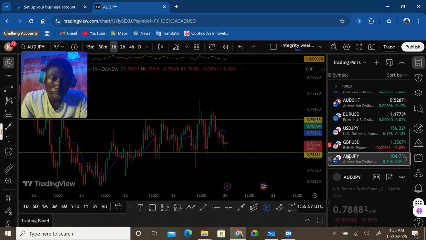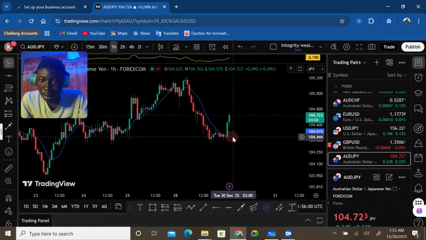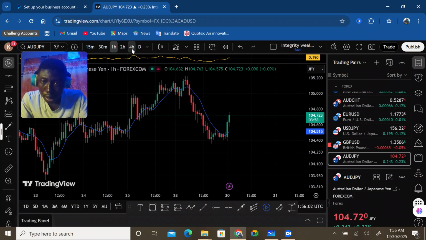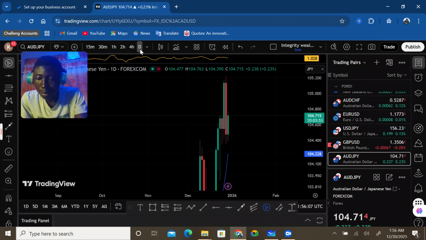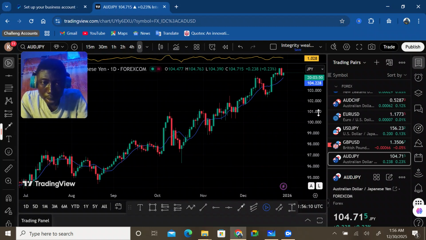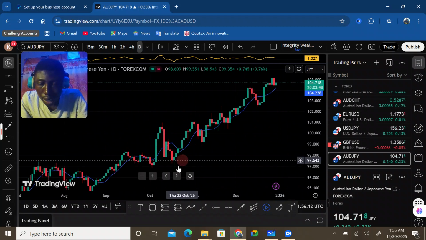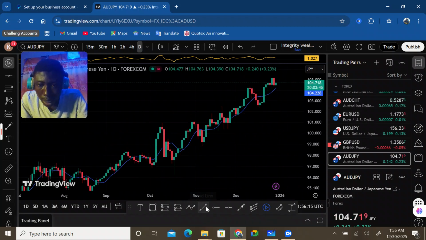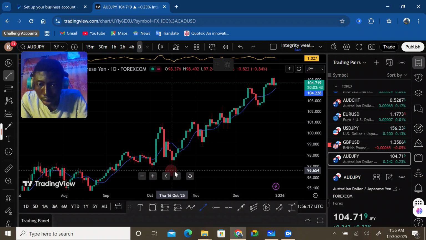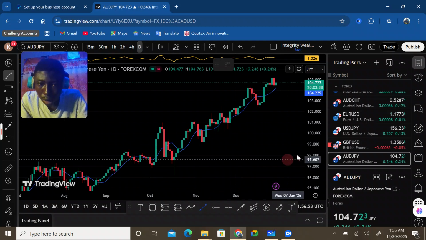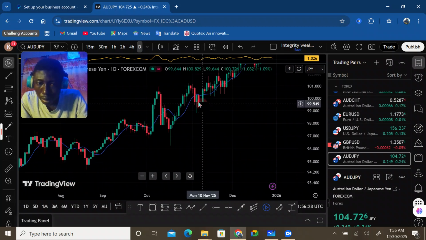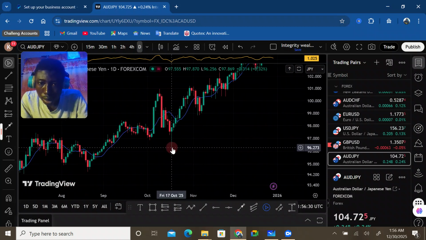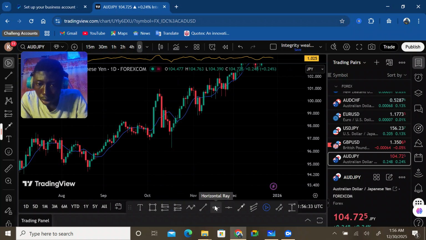Now let me check my USD. This is what I was trying to talk about. You see, when you come to the daily time frame like this, definitely it is selling. This is buying. Let me use this one, use a trend line. You see there's a dot here. This is a pin bar.